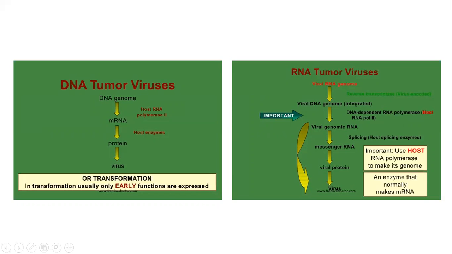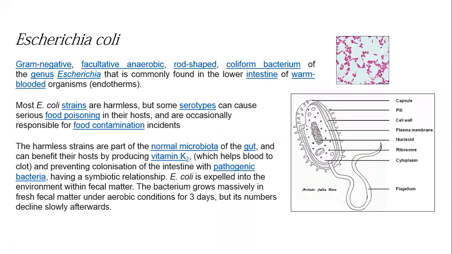In case of RNA tumor virus, the mechanism is similar to the DNA tumor virus, but here the viral RNA genome is converted by the reverse transcriptase enzyme, which is virus-encoded, into the viral DNA genome, and this DNA genome is integrated into the host DNA and uses the host RNA synthesis mechanism, and ultimately it gives rise to protein expression, and by this process the tumor will develop.